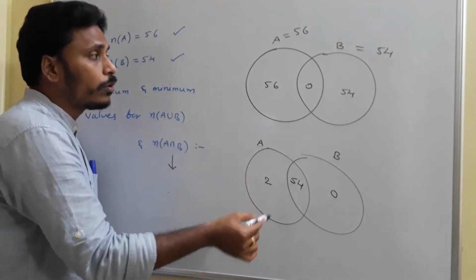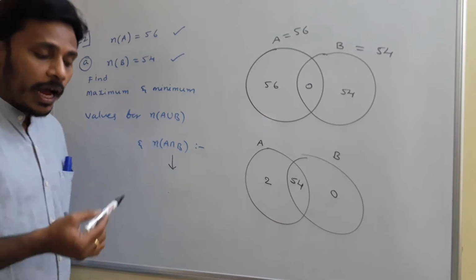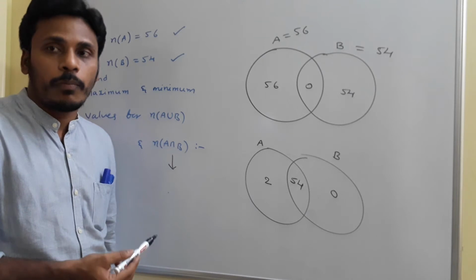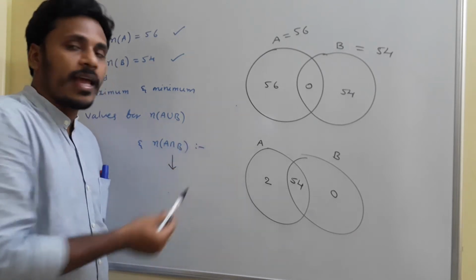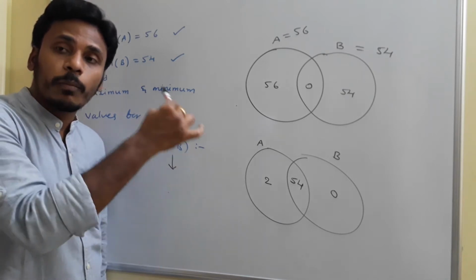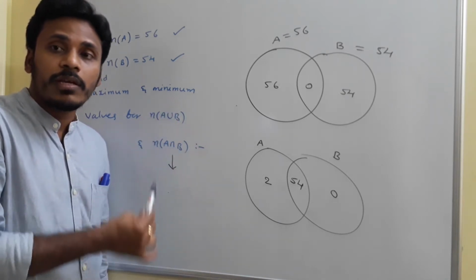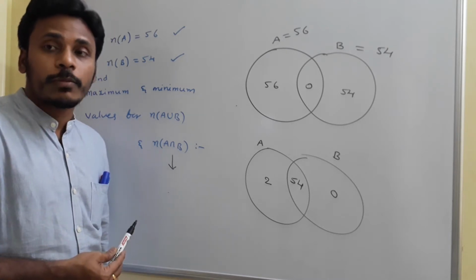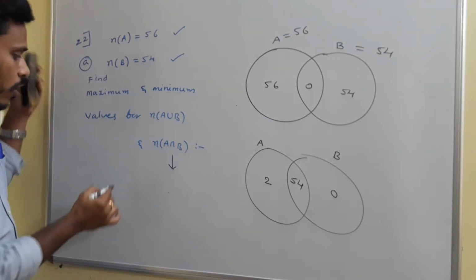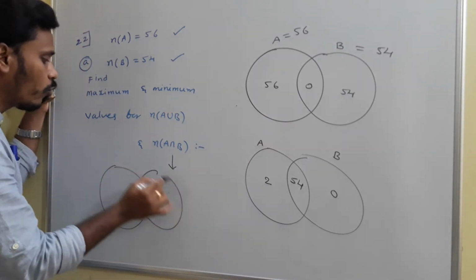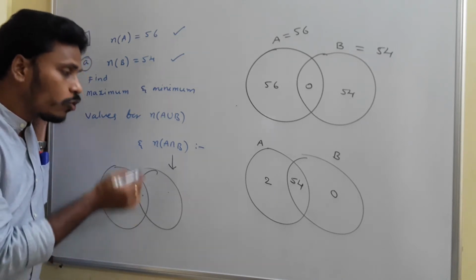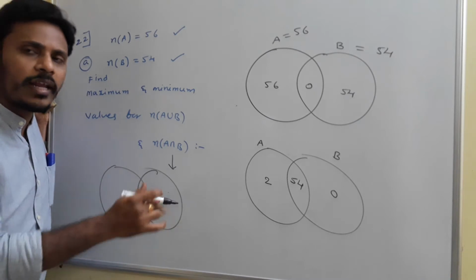There are many possibilities for A intersection B, and we are going to search for the maximum possibility as well as the minimum possibility, and these two are referred to as the extreme Venn diagrams. Extreme Venn diagrams in the sense that one corresponds to the minimum value of A intersection B and the other corresponds to the maximum value. Actually we don't know the value to be written in the common region A intersection B. We may take any value starting from 0 to 54. Take any value, no problem.